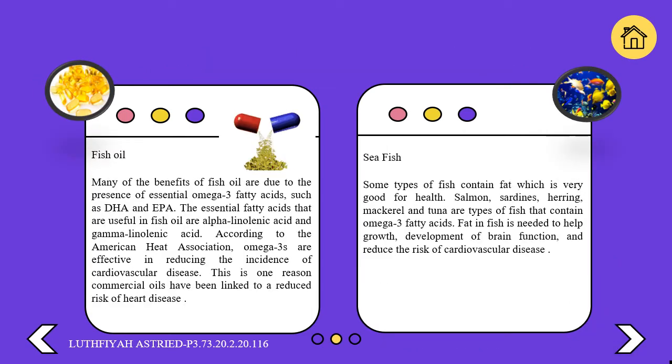And then, from the animal fats, there are 2 examples. First, fish oil. Many of the benefits of fish oil are due to the presence of essential omega-3 fatty acids, such as DHA and EPA. The essential fatty acids that are useful in fish oil are alpha-linolenic acids and gamma-linolenic acids.